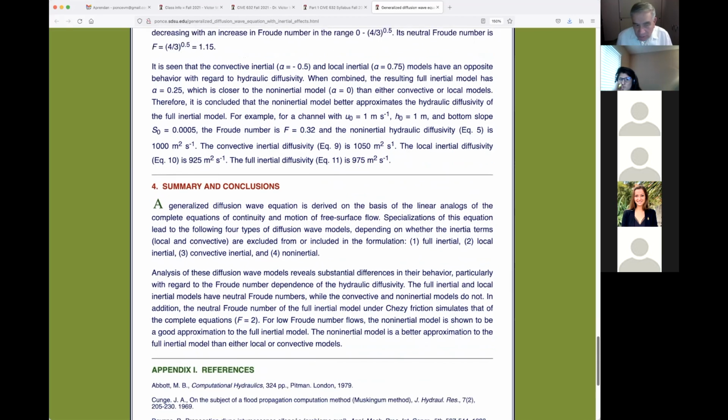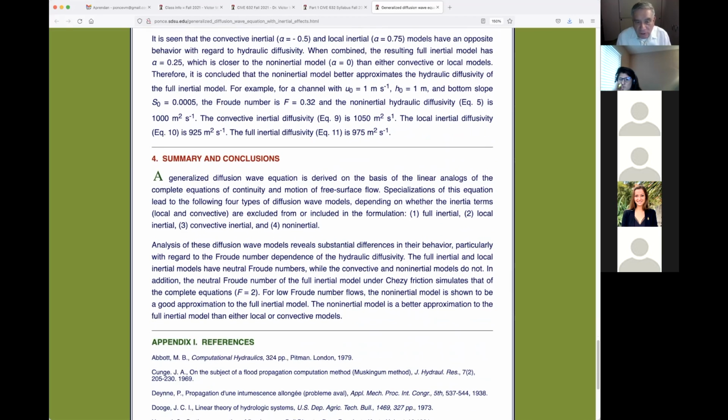So the conclusions of this paper: we come up with a generalized diffusion wave equation on the basis of the linear analogs. Specialization of this equation leads to the following 4 types of diffusion wave models, depending on whether the inertia terms, local and convective, are excluded from or included in the formulation. Full inertial, that's the Dooge model, local inertia, convective inertial, and non-inertial. Non-inertial is the Hayami model. Analysis of these diffusion wave models reveals substantial differences in the behavior, particularly with regard to the Froude number dependence of the hydraulic diffusivity. The full inertial and local inertial have neutral Froude numbers, while the convective and non-inertial models do not.